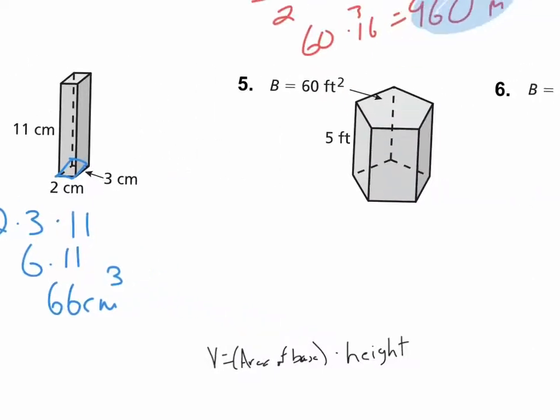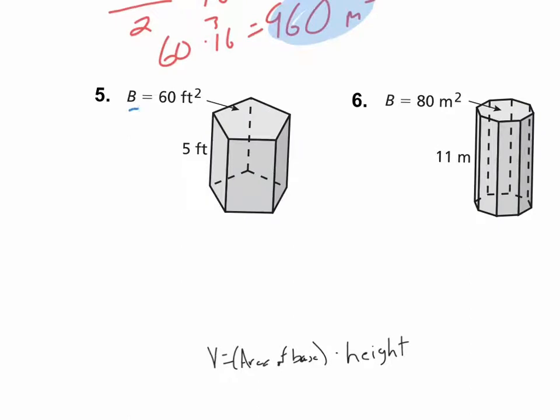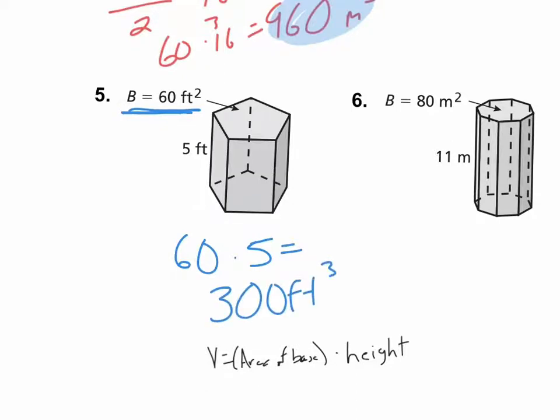Alright, on this problem, they are giving you the area of that pentagon. So they are giving you the area of the base already. The base's area is 60, so 60 times your height, which is 5. So my answer would be 300 feet cubed. The way you know this is if you look here, this is in feet squared, so that has to be an area, and it's pointed at the pentagon. Thus, the area of that pentagon is 60 feet squared, and then times your 5, which is your height. So area of the base times your height.